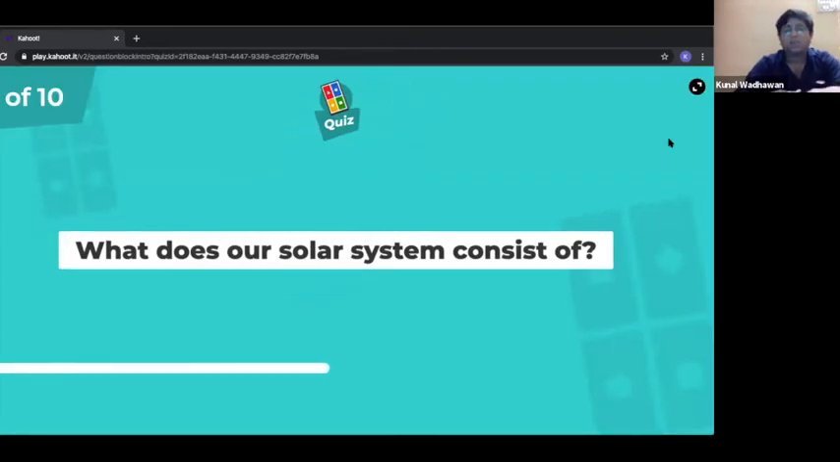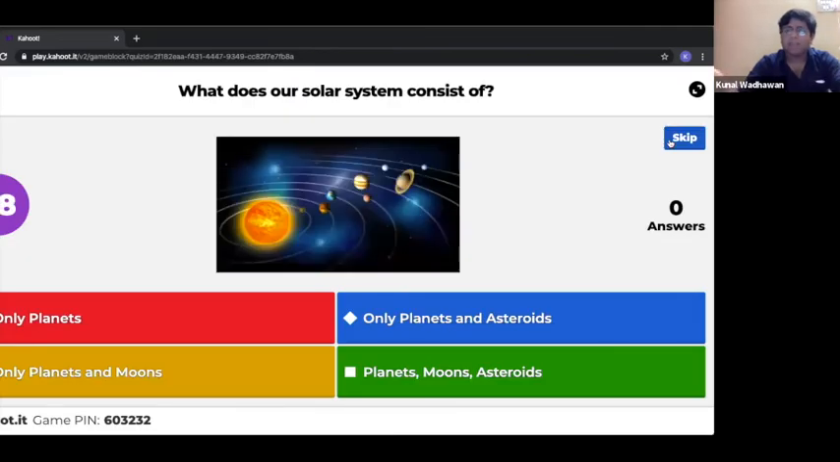What does our solar system consist of? ठीक है, बताइए आप. Only planets and asteroids. Only planets and the moons. Or planets, moons, or asteroids. What do you think? You have 15 more seconds to give the answer.